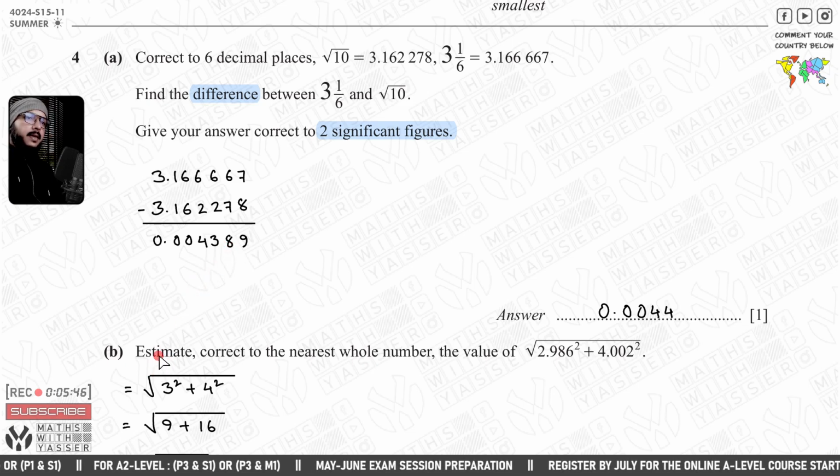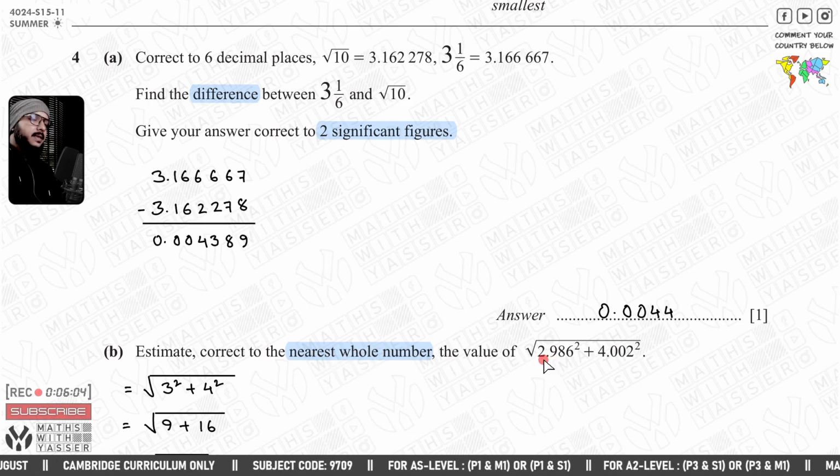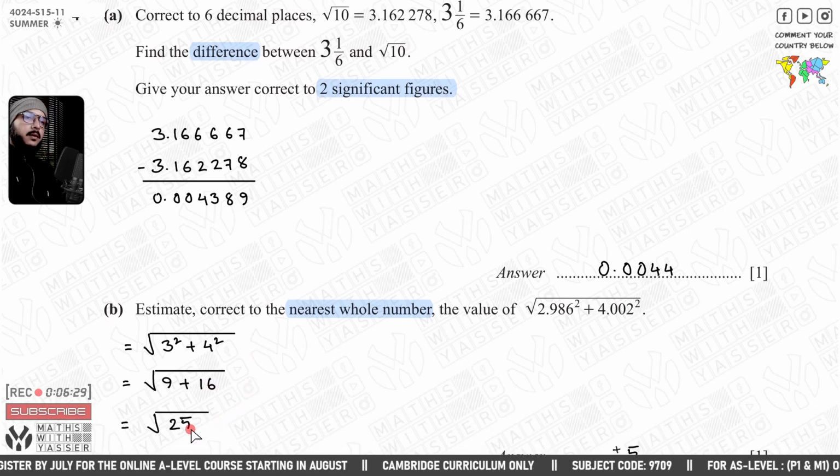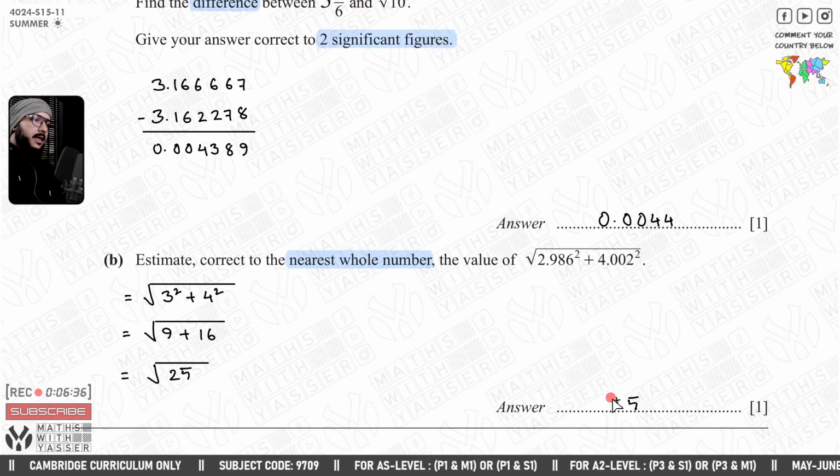In part B, it says estimate correct to the nearest whole number the value of square root of this number squared plus this number squared. So since they are asking for the nearest whole number, we can say that 2.986, since this is 9, the nearest whole number will be 3. So we can say this is 3 squared plus, since this is 0, we can say the nearest whole number will be 4 squared. So 3 squared is 9 plus 4 squared is 16, which gives us square root of 25. So that means the answer will be plus minus 5.